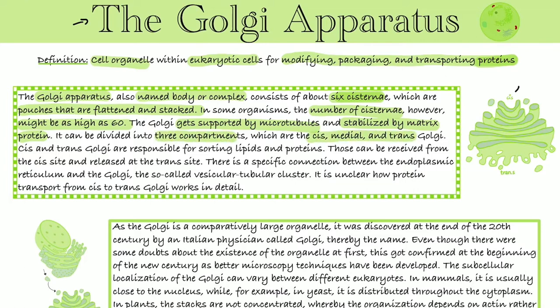And here you see the cis and here the trans side. They are responsible for sorting lipids and proteins. Lipids and proteins can be received from the cis side and are released at the trans side. Actually, there's a specific connection between the endoplasmic reticulum and the Golgi, which is the so-called vesicular tubular cluster. And it's unclear how protein transport from cis to trans Golgi works in detail.